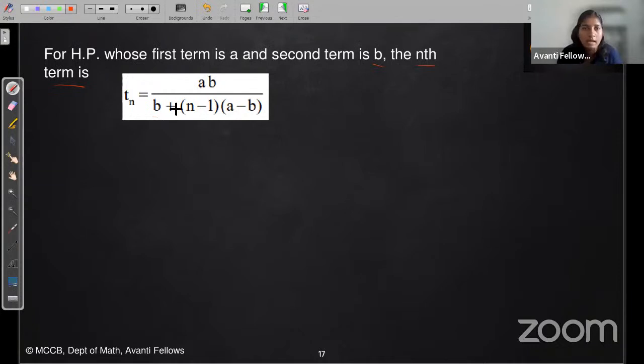So Tn will be equal to A into B divided by B plus (N minus 1) into (A minus B). How did we get this? They're saying let T1 is equal to A and T2 is equal to B. These are terms of an HP, right? Then if I take T1 as 1 by A and T2 as 1 by B, these will be terms of an AP.